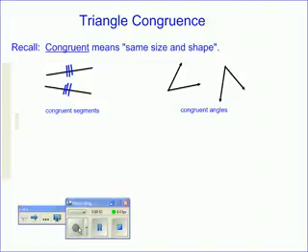For angles, a congruent angle just means it has the same degree measure. And to indicate that on a diagram, we would use a little arc like that. So since both of these have one arc through them, it means that they're congruent angles. If they don't have the same number of arcs through them, it implies they're not congruent, or that we're not sure. But if they both had 2, that would mean they're congruent.